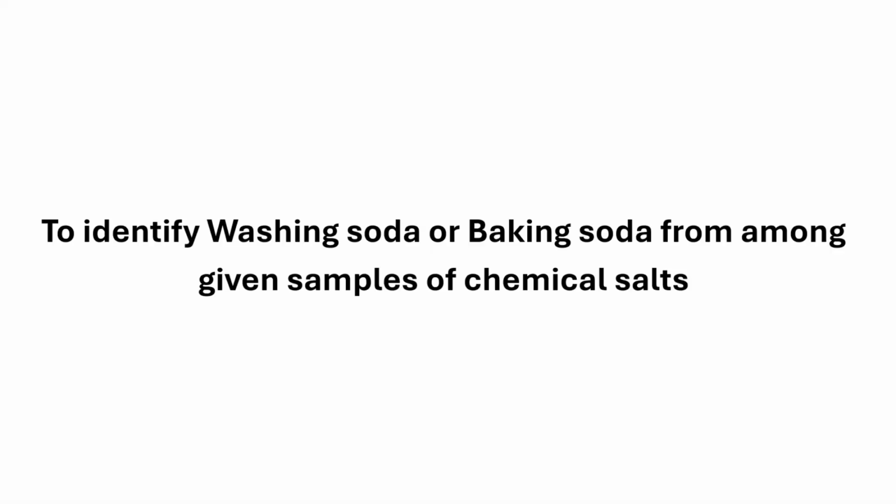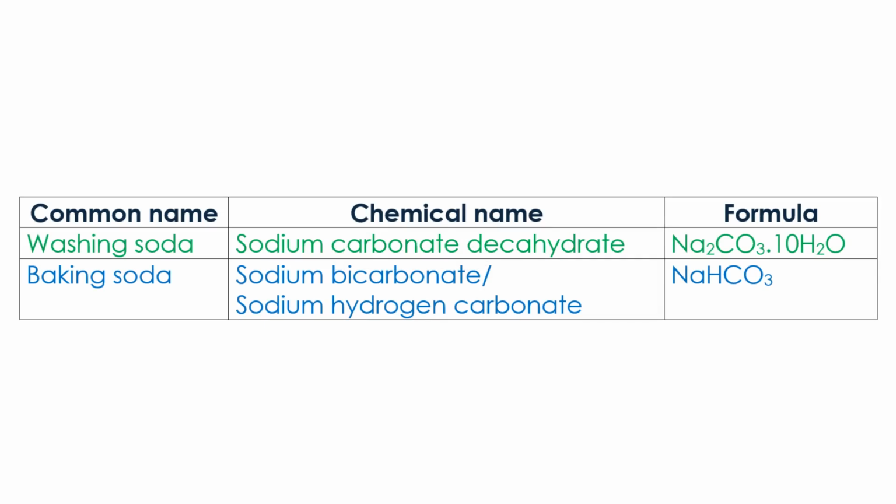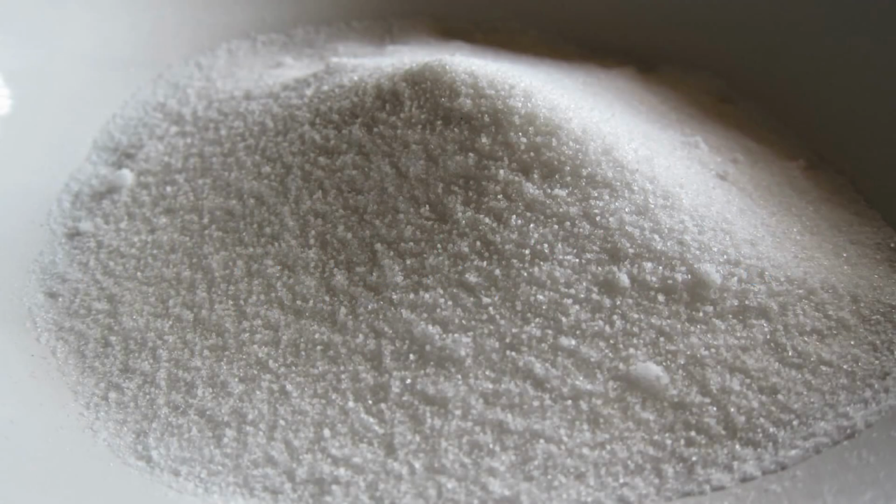Aim of the experiment: to identify washing soda or baking soda among given samples of chemicals. Theory: washing soda is chemically known as sodium carbonate decahydrate, and baking soda is sodium bicarbonate or sodium hydrogen carbonate. They exist as fine, white crystalline solid powder.